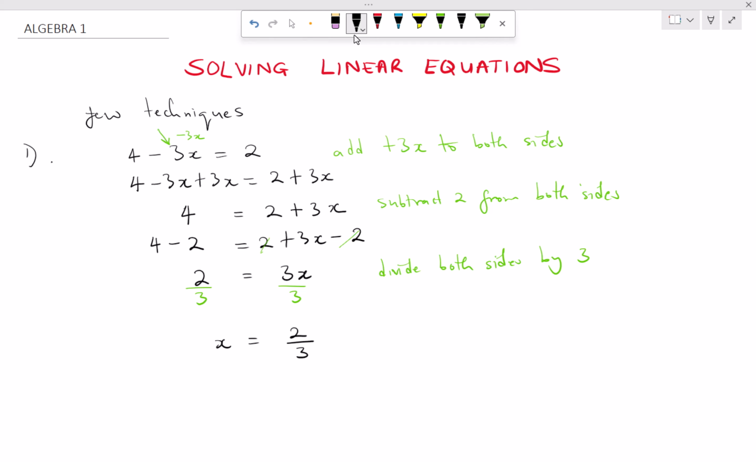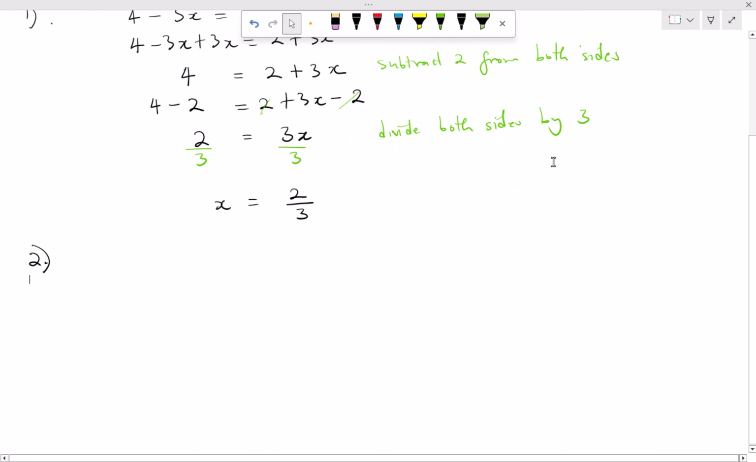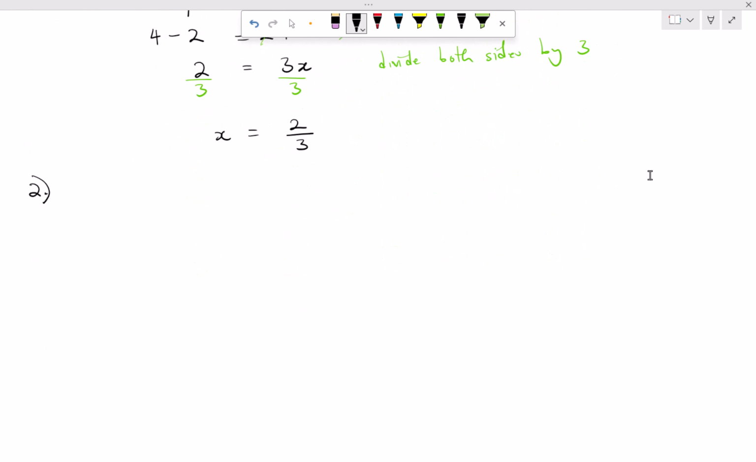Now I'm going to look at technique number 2. Let's say we have 2x minus 7 is equal to 5 minus 3x. You can see that we have x terms on both sides: an x term on the left and an x term on the right. In this second technique, we're going to collect like terms together and then we will simplify.